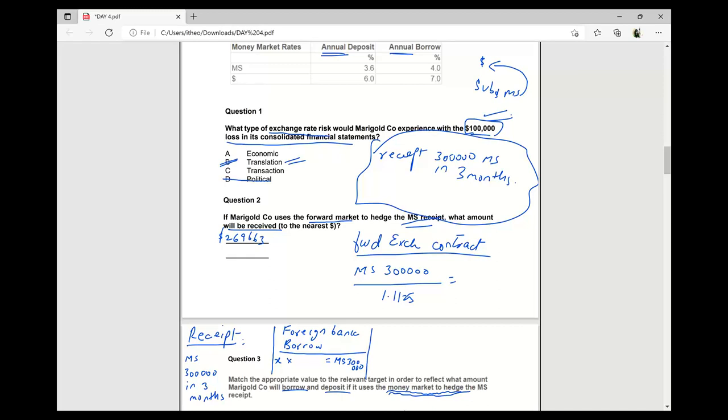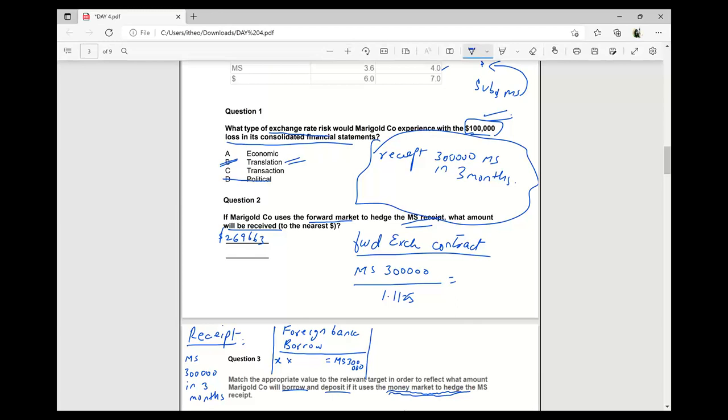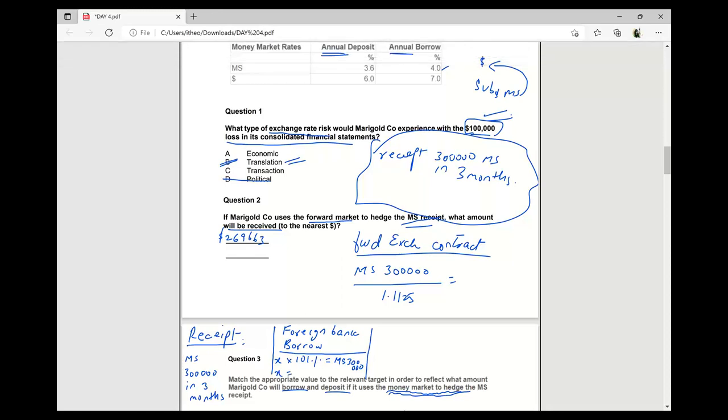What is the borrowing rate on shillings? You're borrowing shillings, so you will use the borrowing rate of shillings. It's 4% annual. If 4% is for the whole year, for 3 months it's going to be 1%. So X into 101% becomes shillings 300,000. X is the amount we should borrow. Divide 300,000 by 101%.